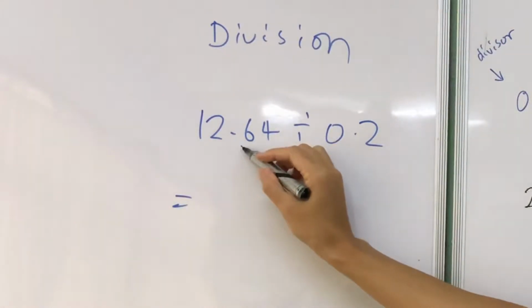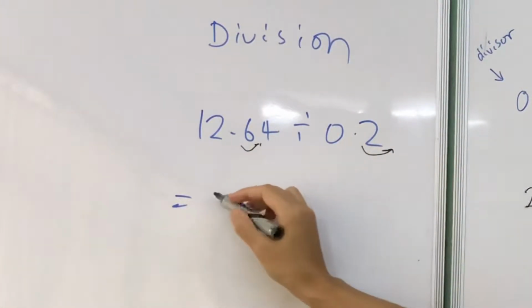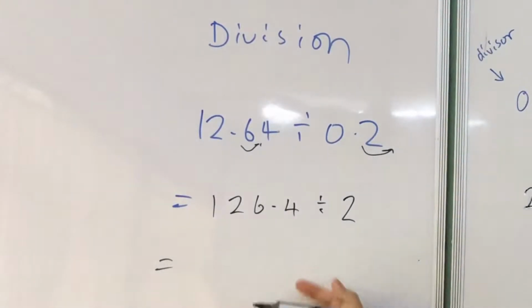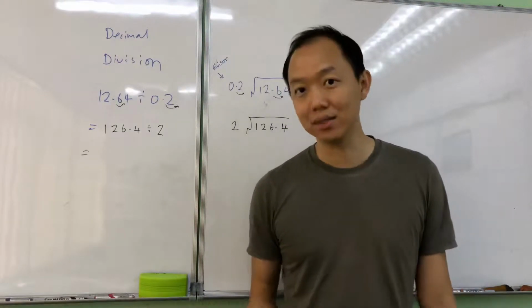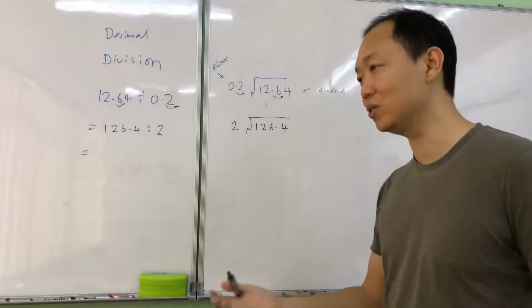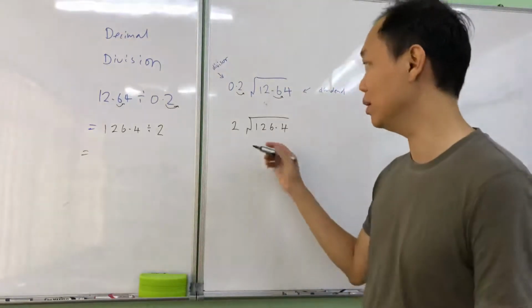When we shift here, this also shifts one time. So 126.4 divided by 2. Now looking at this, is it slightly easier to do? Of course, yes it is. In fact, you can come up with the answer straight away. But we're going to do the long division method to show you how it looks.